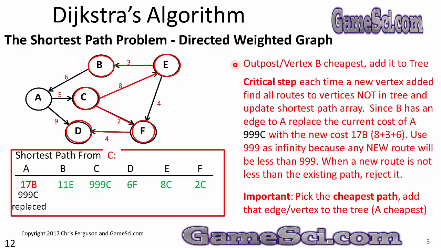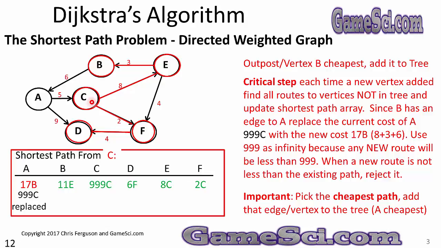Outpost, vertex B is the cheapest. Add it to the tree. Critical step: each time a new vertex is added, find all routes to vertices not in the tree and update the shortest path array. Since B has an edge to A, there it is, replace the current cost of A, the 999C, with the new cost of 17B.